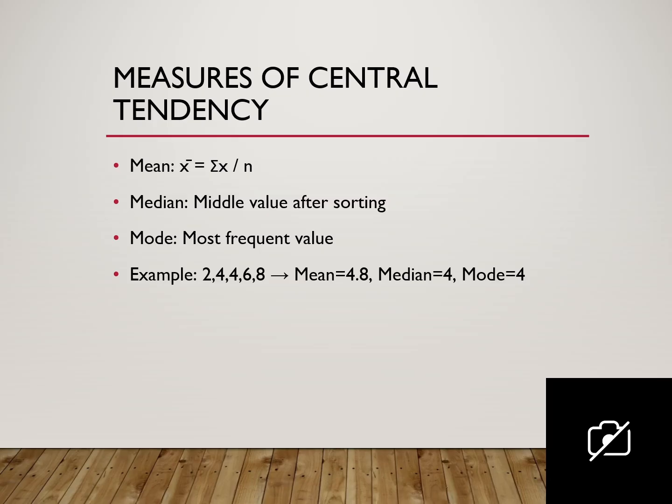Let us see an example. Consider the data set 2, 4, 4, 6, 8. Mean equals the sum of all the data, 2 plus 4 plus 4 plus 6 plus 8, which is 24, divided by 5, which is equal to 4.8. Median is the center value. Since this data set is already in ascending order, it is already sorted, so the middle value is taken as the median. So the median is 4. Mode is also 4 because it appears most frequently.